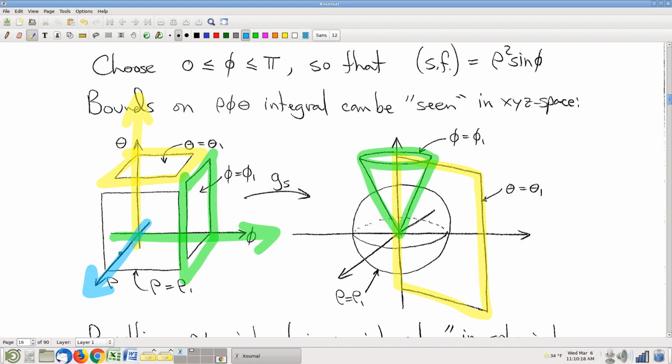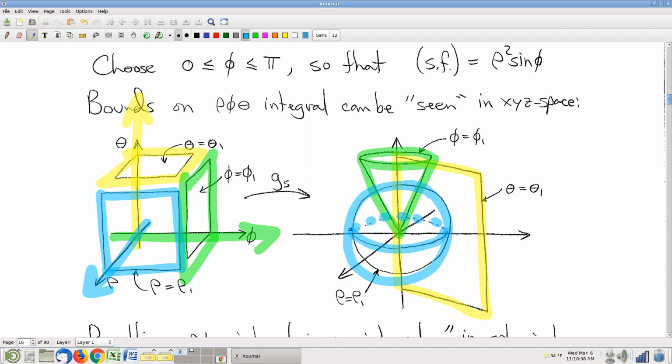Okay, and then lastly, rho. Well, a constant value of rho, a rho slice, the set of points of a constant fixed distance from the origin, is a sphere. So the bad news about spherical coordinate integrals is that the slices are weird and curvy and stuff.